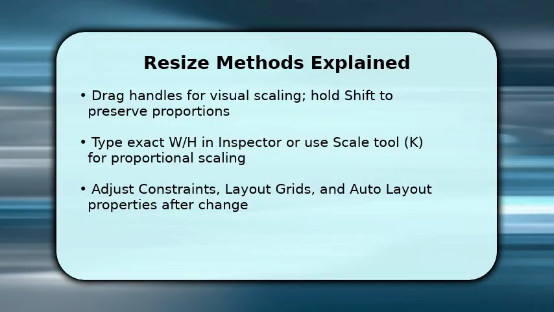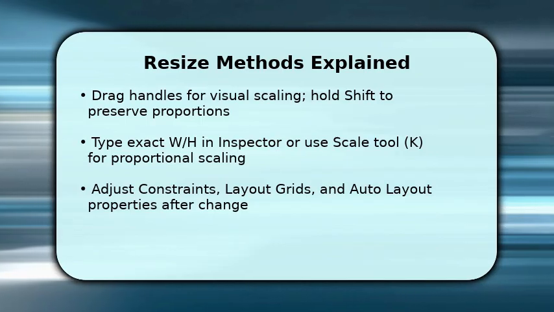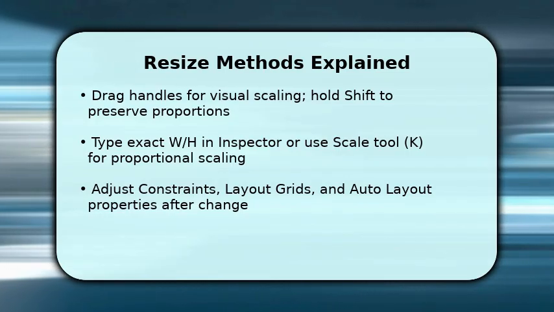Next, choose a resizing method that matches your intent. Drag corner handles for quick visual changes. Hold Shift to preserve aspect ratio and Option or Alt to scale from center. For exact results, type values into W and H in the inspector. You can lock the ratio icon if you want proportional changes. Use the Scale tool, K, when you need to scale strokes and effects together.